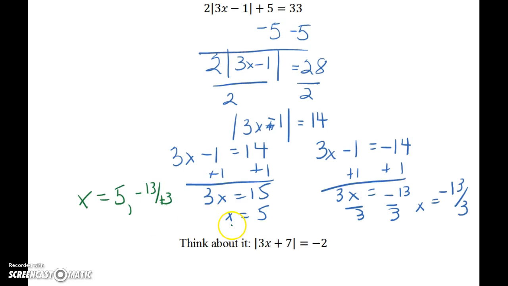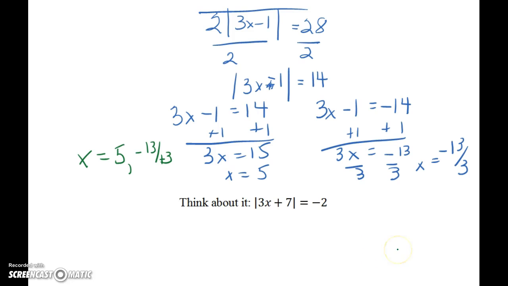Okay. At the very bottom today, we have another thing we can think about. If you ever come across an absolute value equation that looks like this, the absolute value of 3x plus 7 equals negative 2. What do you think there? Can the absolute value of 3x plus 7 equal negative 2? Actually, no, because remember, when you take the absolute value of any number or any expression, it has to be positive. So right off the bat, you can see that this is no solution.